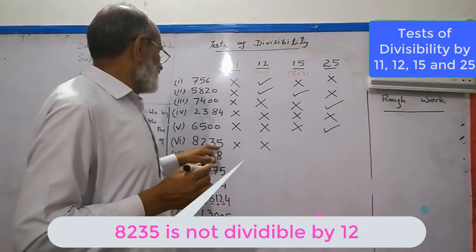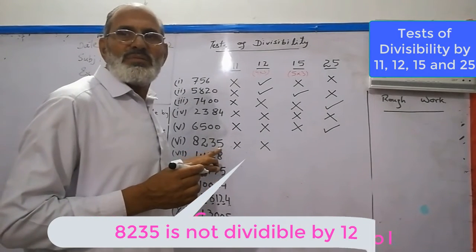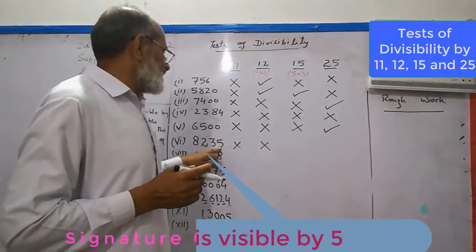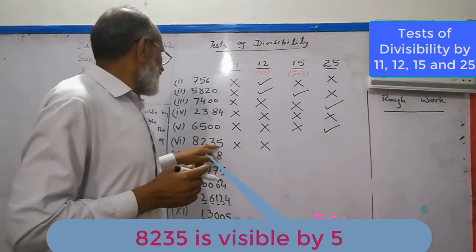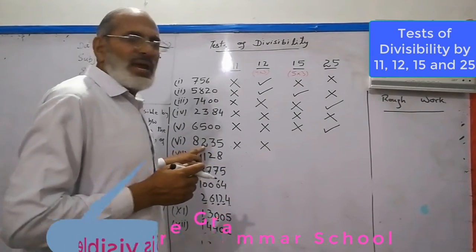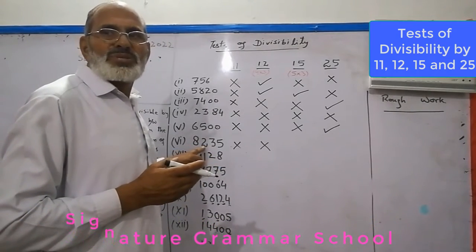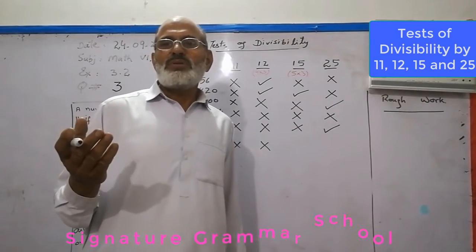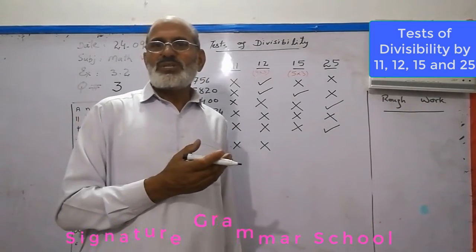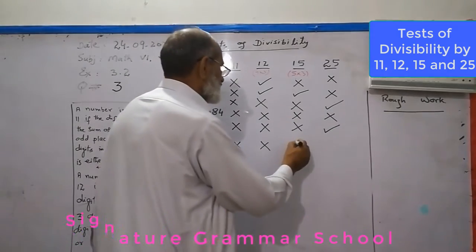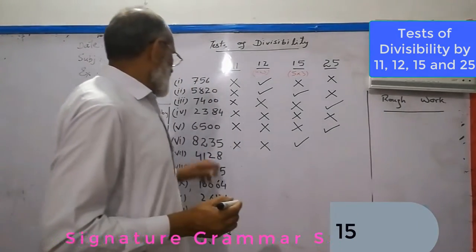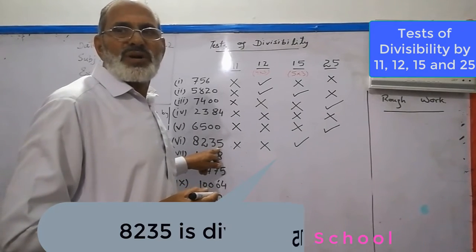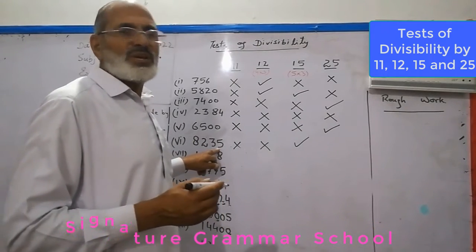And for 15, it is divisible by 5 because in the last there is 5. And let's see whether this value is divisible by 3 or not. 5 plus 3 becomes 8. 8 plus 2, that becomes 10. 10 plus 8, 18. And 18 comes in the table of 3. Therefore, both of the conditions are met. Hence, this value is divisible by 15. And for 25, this value is not divisible by 25, because 35 can't be divided by 25 equally.